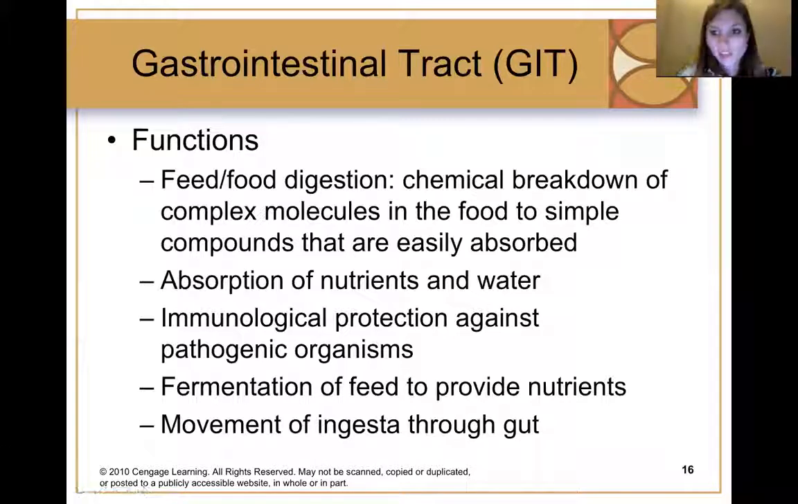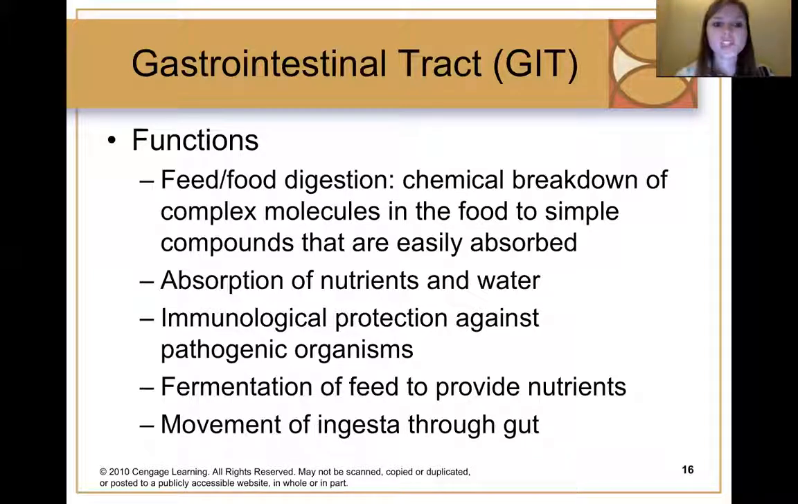The gastrointestinal tract. They're all extremely important. This one's kind of near and dear to me because I'm a nutritionist, so I mostly work with the digestive system. A good way to think of the gastrointestinal tract is that it's just a long tube that extends through your body. From your mouth to the other end, it's essentially one long tube.